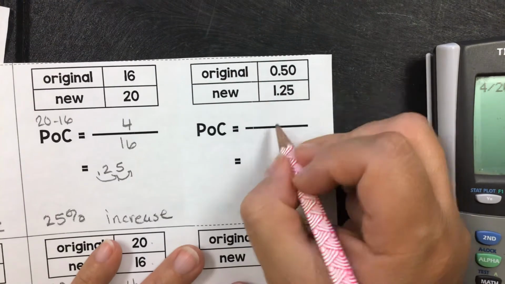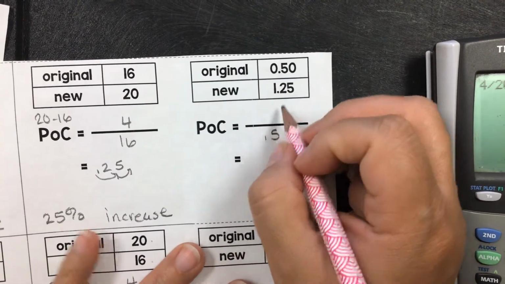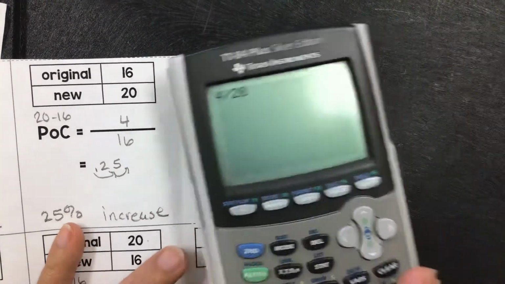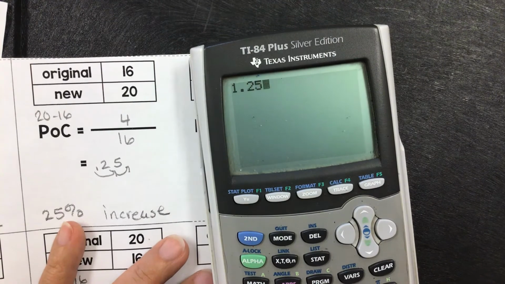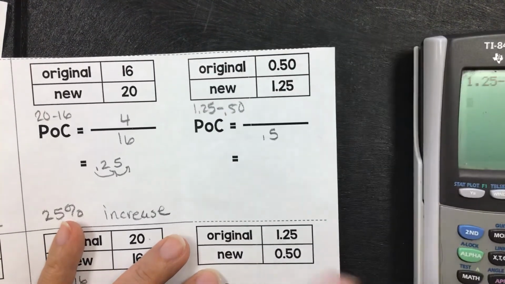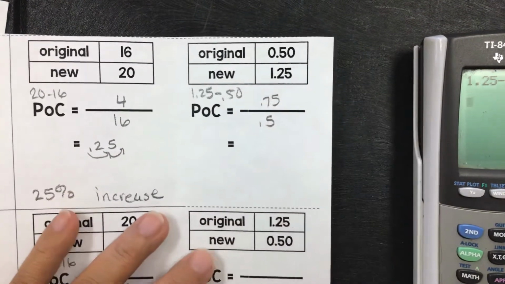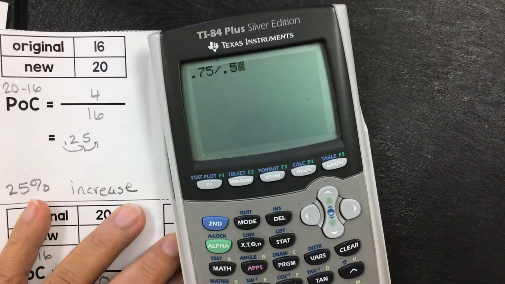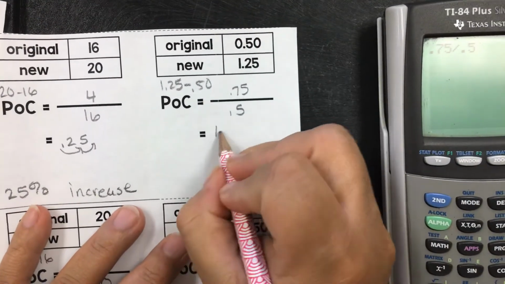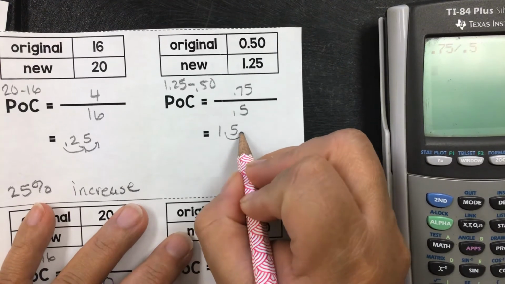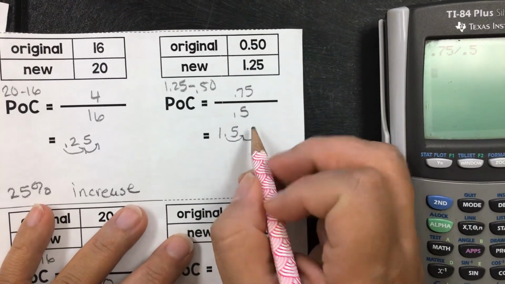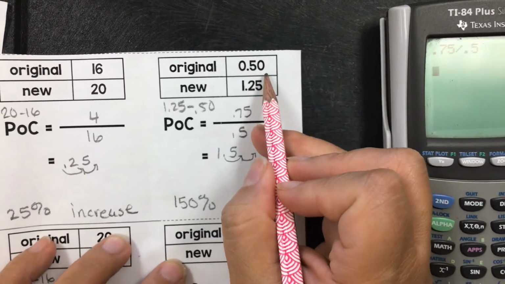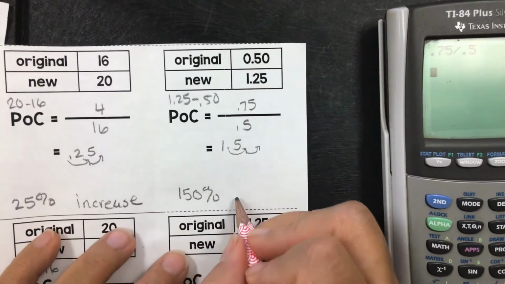Next one, the original is 0.5. The difference between them is 1.25 minus 0.5, which gives you 0.75. We divide that fraction, 0.75 divided by 0.5 gives you 1.5. Still need to move the decimal place 2 over. 0 will be our placeholder, 150%. And since it went from 0.5 to 1.25, we have an increase.